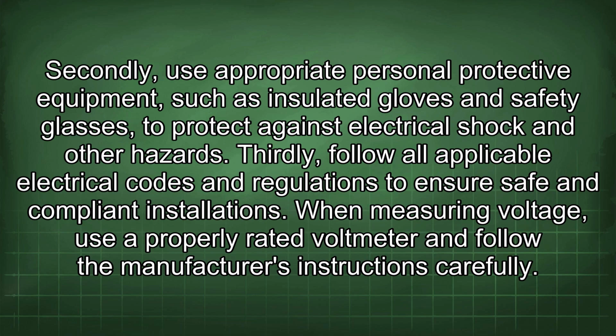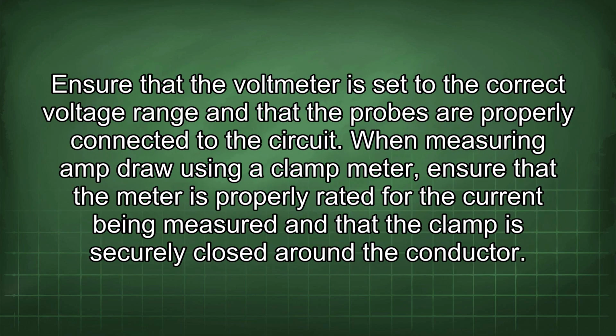When measuring voltage, use a properly rated voltmeter and follow the manufacturer's instructions carefully. Ensure that the voltmeter is set to the correct voltage range and that the probes are properly connected to the circuit. When measuring amp draw using a clamp meter, ensure that the meter is properly rated for the current being measured and that the clamp is securely closed around the conductor.